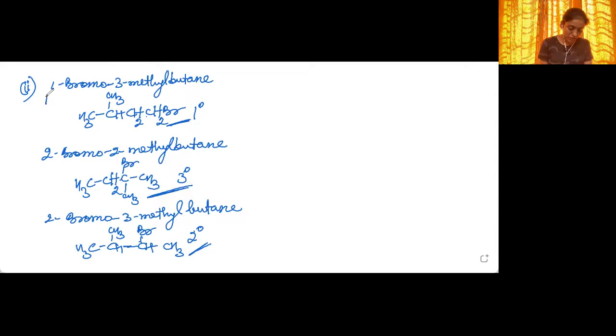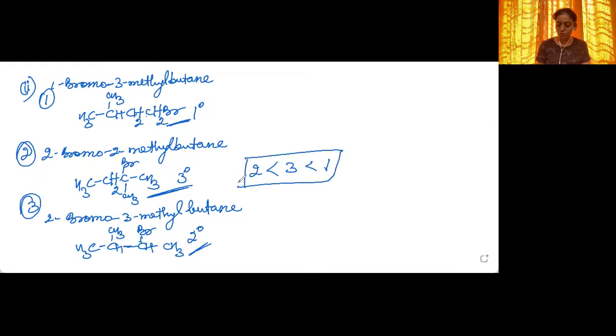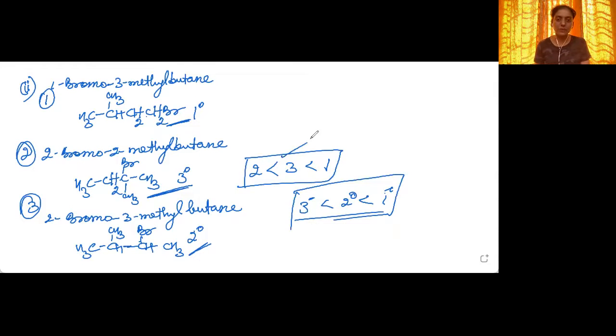So if I say this is the first molecule, this is the second molecule, this is the third molecule, you can just write that the second molecule will be least reactive, then the third molecule, then the first molecule. In the previous question, I have not told you this order. I have just told you that tertiary will be less reactive than secondary, then primary. This is the basic. You just need to recognize which one is primary, secondary, and tertiary, and you can just very easily write the order.